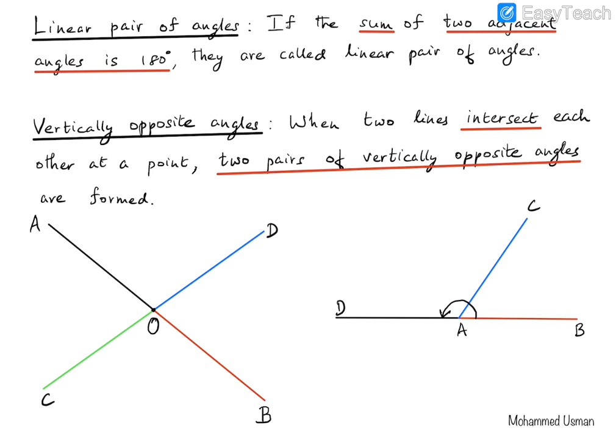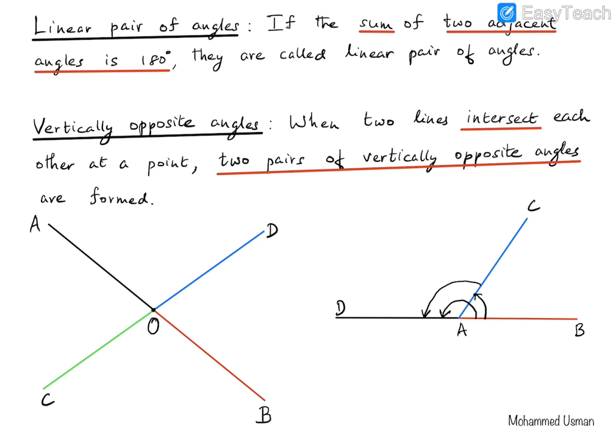That means the adjacent angles, which we can denote as, we can call this angle CAB, and the other adjacent angle DAC. So the total angle DAB is equal to the angle CAB plus the angle DAC. So that gives us a total of 180 degrees. That means we call these two adjacent angles a linear pair of angles.